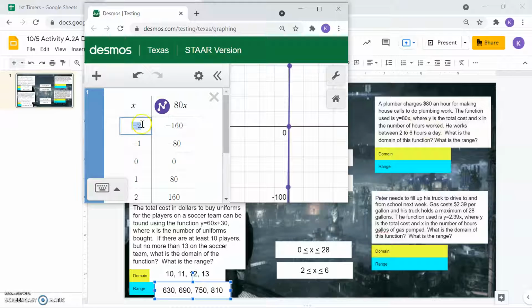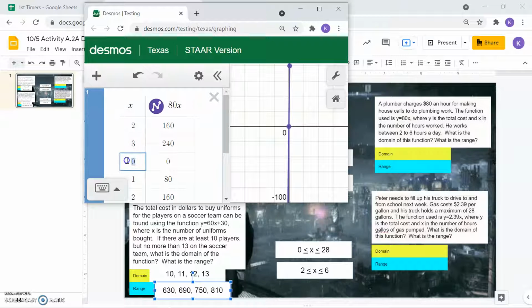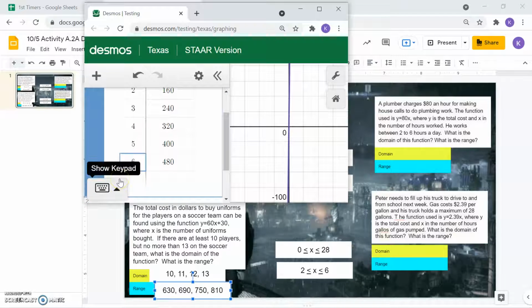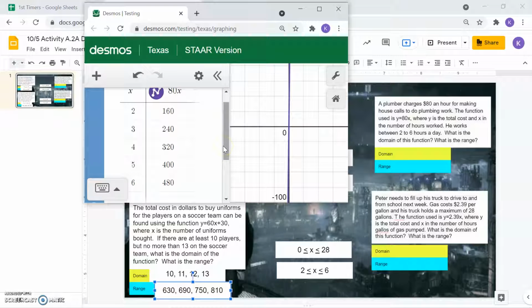So I'm going to go here. He works between 2, 3, 4, 5, and 6 hours a day. He doesn't work more than 6 hours. Must be nice. It says, what is the domain of this function, which is the x values here?